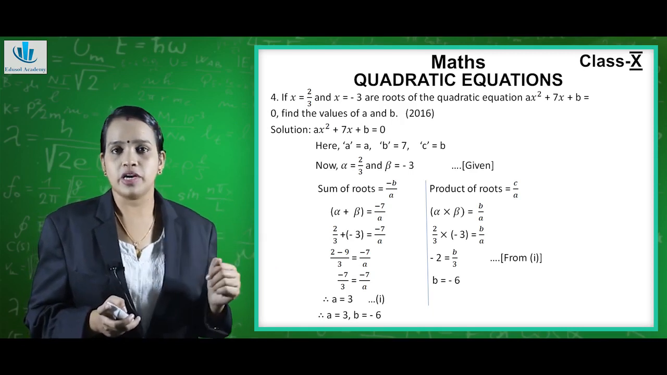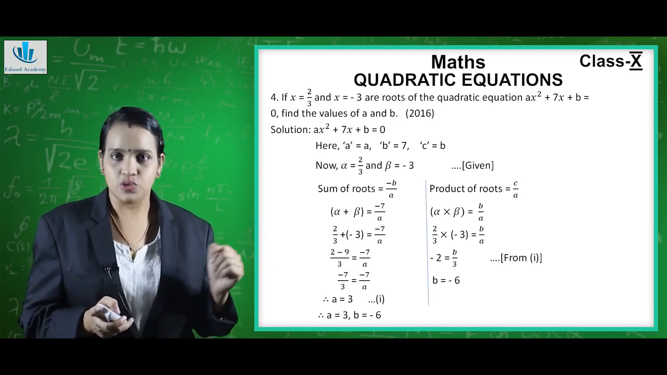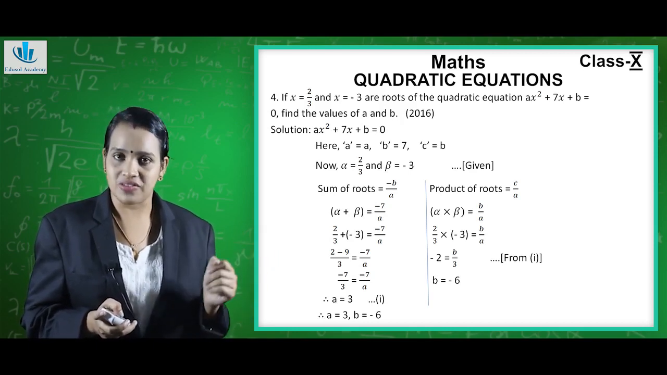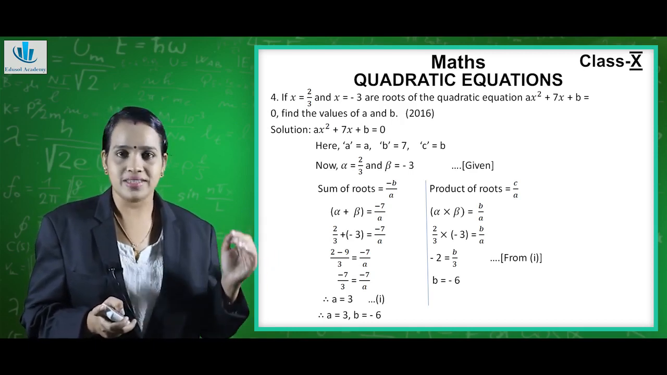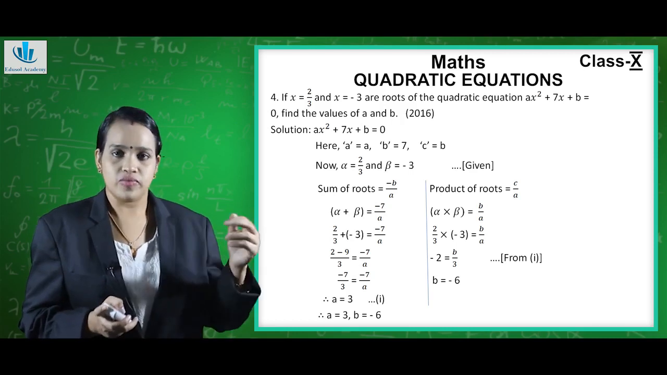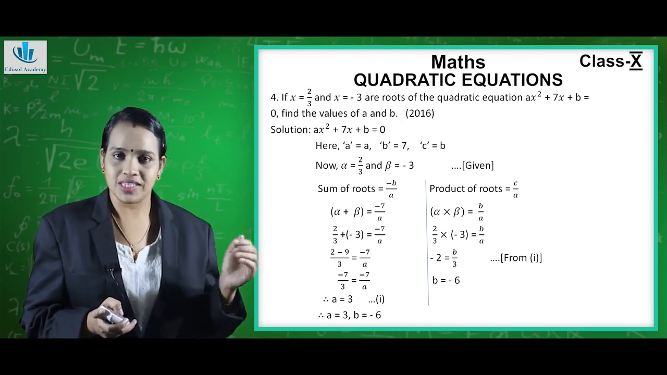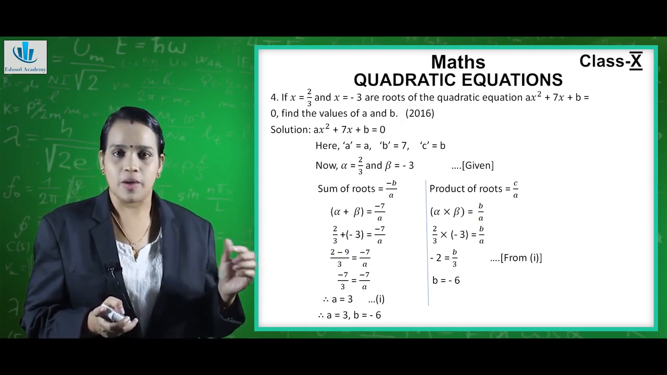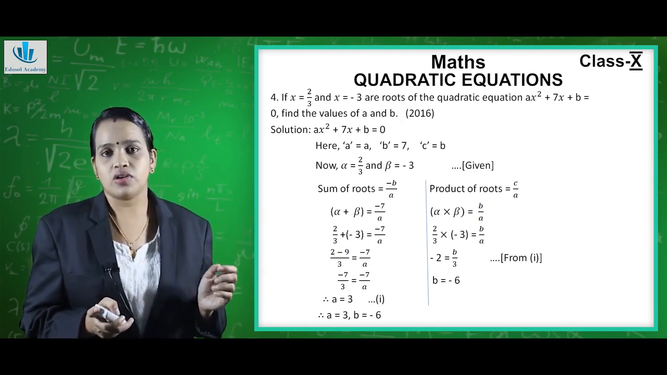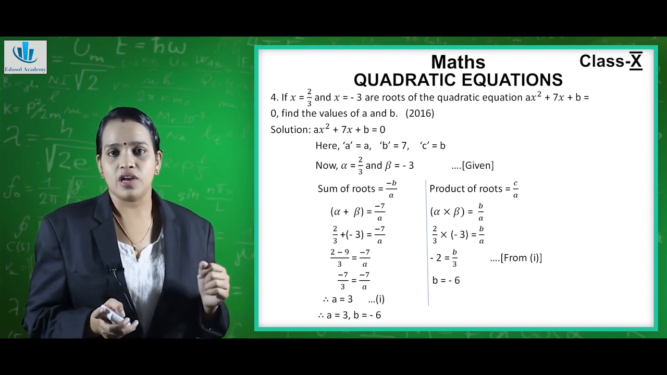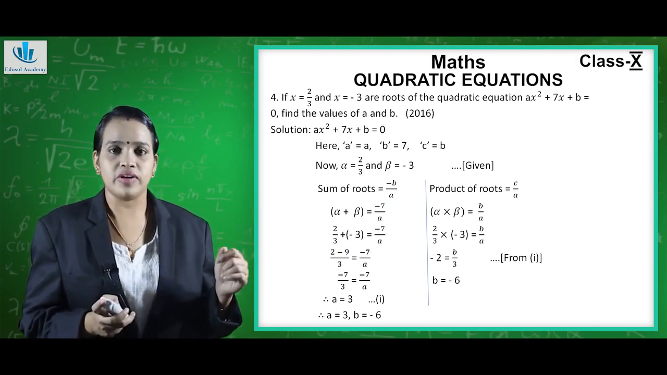Now when we cross multiply it, it gives 2 into 1, 2 minus 3 into minus 3, it gives minus 9 upon 3, which is equal to minus 7 upon a. So when we solve it, 2 minus 9 gives minus 7 upon 3, which is equal to minus 7 upon a. Again when we cross multiply here, our 7 gets cancelled. So our a value is equal to 3 and we will call it equation 1.